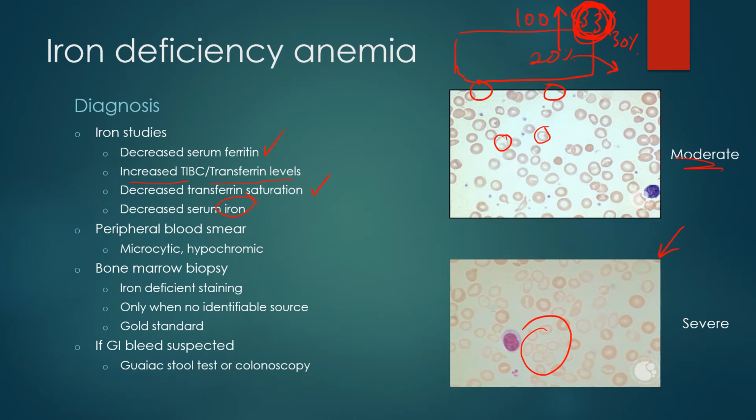The gold standard to diagnose iron deficiency anemia is actually bone marrow biopsy, but it's only rarely done, and only done when there is no identifiable source. If the patient is an adult male, or a postmenopausal woman, or a patient that is not menstruating, you suspect a GI bleed. If you suspect a GI bleed, then you have to do a guaiac stool test or a colonoscopy.